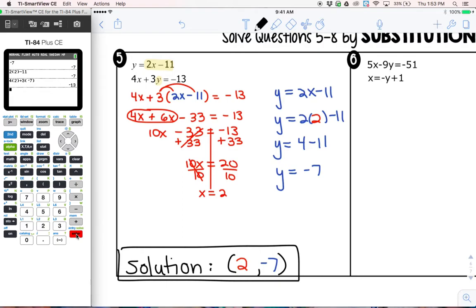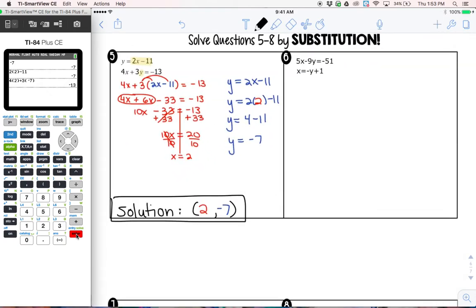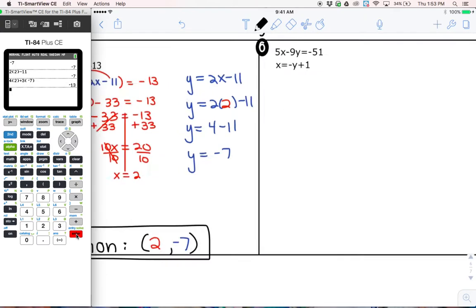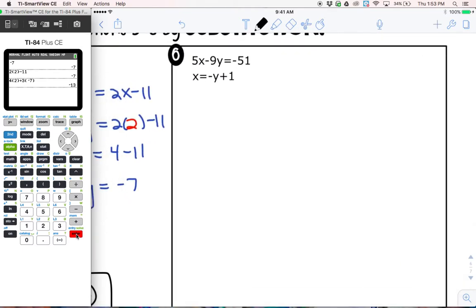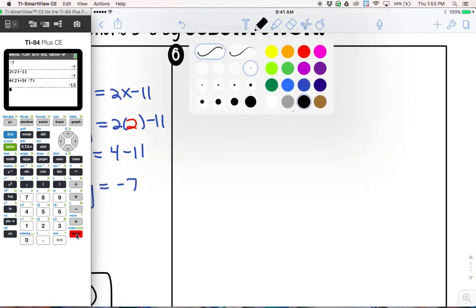All right, let's look at problem number 6. Problem number 6, instead of giving us y equals, this time they've given us x equals. And I probably should have mentioned that if you're going to use this method, you should always have either x equals or y equals. Because if you don't have that, there's probably an easier way to do it. So just keep that in mind. So let's look at problem number 6. This time, I've got x equals negative y plus 1. So because this is my x equals, this is the one I'm going to substitute. So let's start with that first one here.